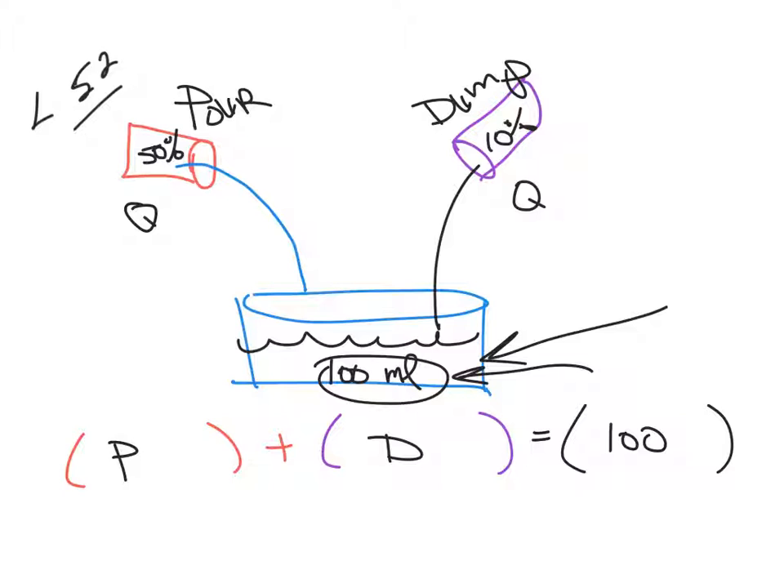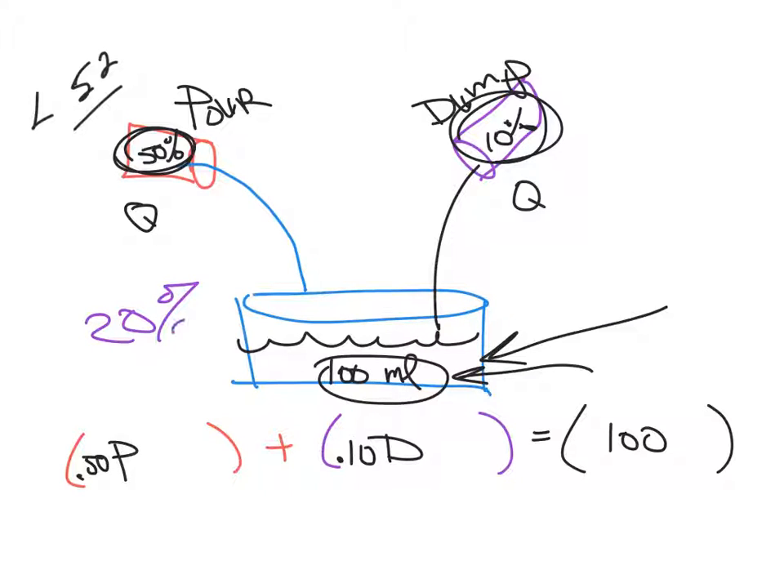Okay, so that's the amount. But I'm pouring a 50% solution, so I'm going to write it as 0.50. And this one I'm putting in a 10% solution, so 0.10. Remember, whenever you use percentages, you have to change them to the decimal. And what do I want out of this? Well, the book says I want a 20% solution of this stuff. So I want 0.20 times my 100. Okay? So that is my formula.